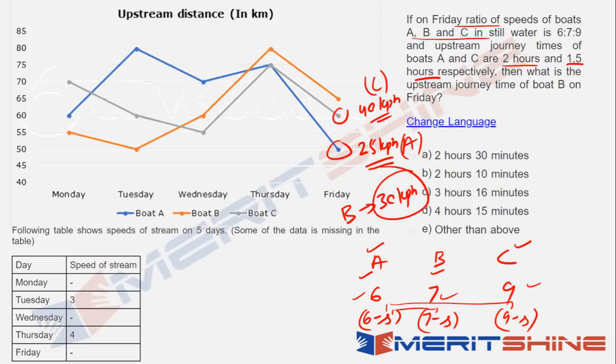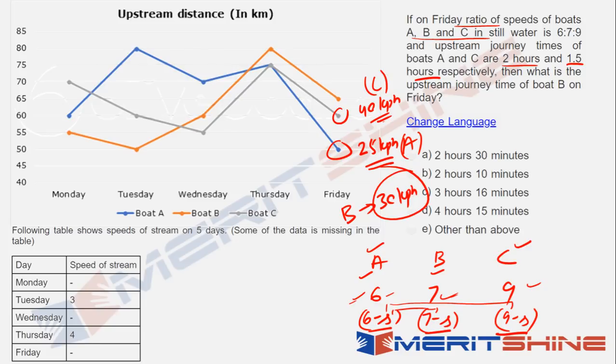You can either do it directly or make a very small equation, and you know that the stream speed would be 5 kilometers per hour, then you can solve it and arrive at this. But that's not required. What I did was: A, B, C speeds are in the ratio 6, 7, 9. Even if you subtract the stream speed from them, these are both speeds, there would be 6 minus S, 7 minus S, 9 minus S.